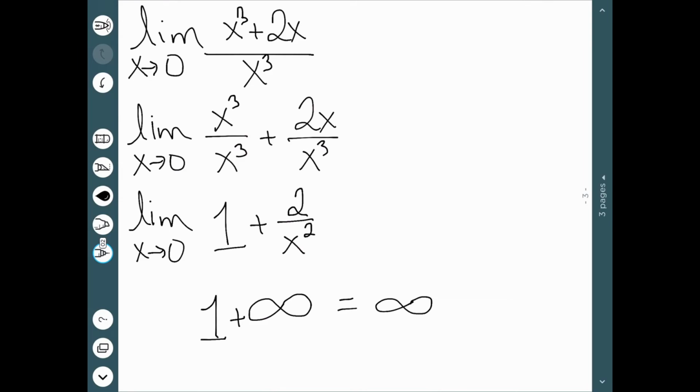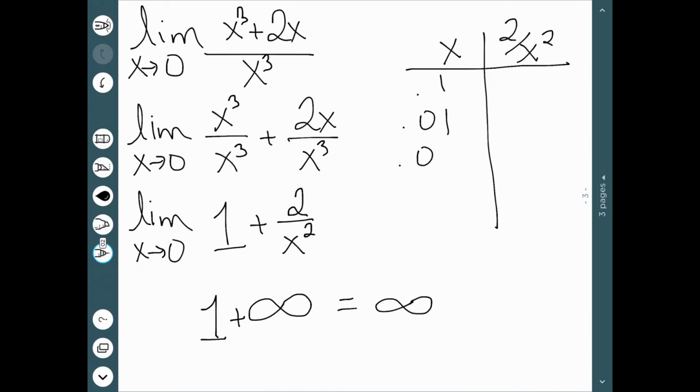The best way to do this might be to make this table where we think of numbers for x and figure out exactly what 2 over x squared is. Let's think of 0.1, 0.01, 0.001, 0.0001, and I'll let you fill in the other side. And you'll notice that the smaller we get x, the bigger 2 over x squared is going to be. So we get this infinite thing.